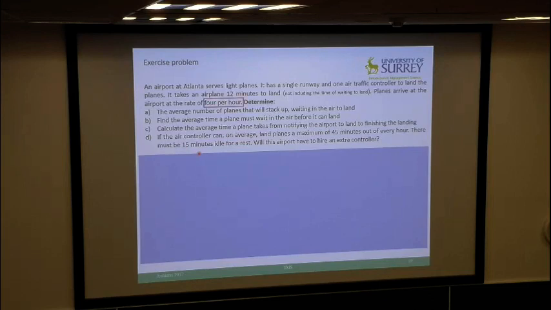Okay, so first of all, what do we have? We have a single runway and a single controller. This is a single server, and it takes an airplane 12 minutes to land, not including the waiting time to land. So apparently this is a service time, not a service rate. And the planes arrive at the airport at a rate of 4 per hour. A plane could be one type of customer, so 4 customers per hour. This is the arrival rate.